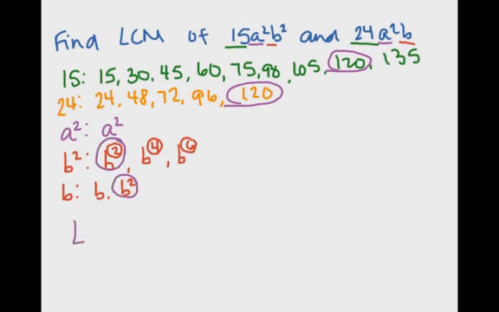So our least common multiple of 15a squared b squared and 24a squared b would be 120 a squared b squared, right? Because that is the lowest number that 15a squared b squared and 24a squared b have in common.